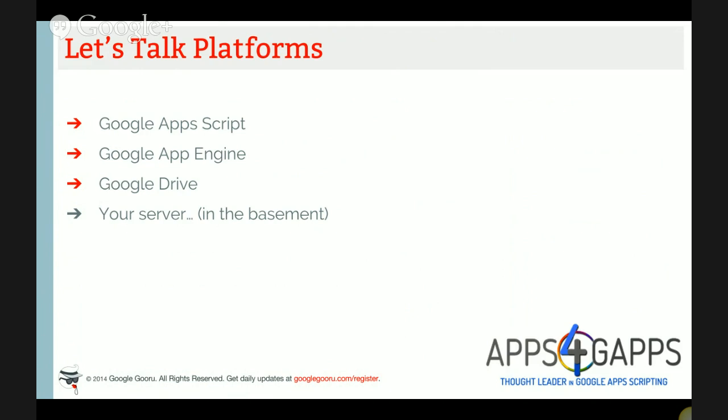App Engine is basically Google's super server in the cloud, right? So it allows you to build just about any kind of application, and it can scale to massive sizes. One of the really big differences between AppScript and App Engine is AppScript is free, it's included in your account, and App Engine is a paid-for service.